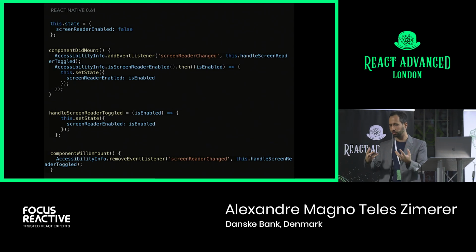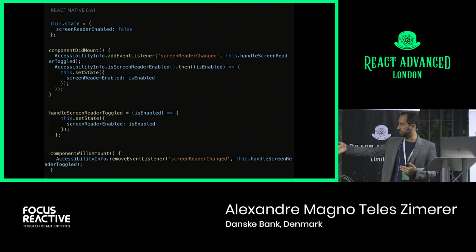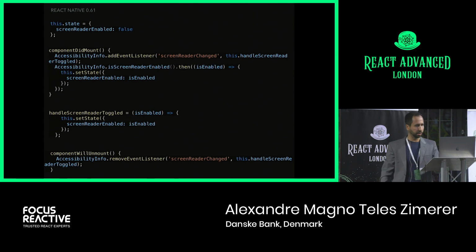Here's most of what you have to think about to implement this: a state of the component, say that screen reader is not enabled, and then on component mount you use an event listener that detects if you change the screen reader configuration. If it's enabled, you just set the state. If not enabled, you disable the state. And on component unmount, you have to remove the event listener.